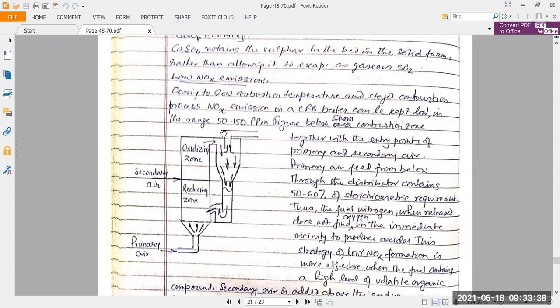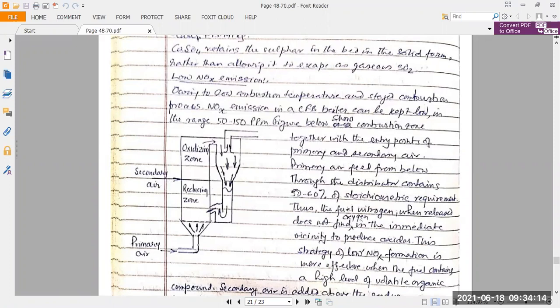Now, the range of NOx emission is around 50 to 150 ppm. The figure here shows the combustion zone together with the entry points of the primary and secondary air. The total combustion zone is oxidizing above and reducing below, and the entry points are at the middle for secondary air and at the bottom for primary air itself.